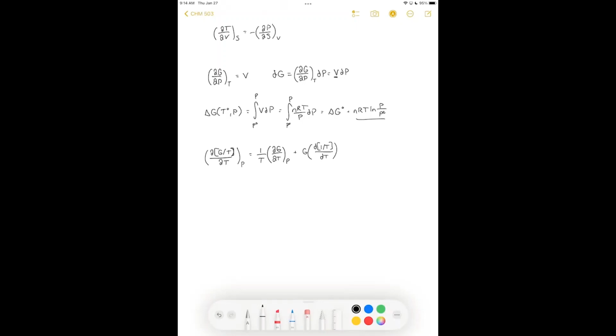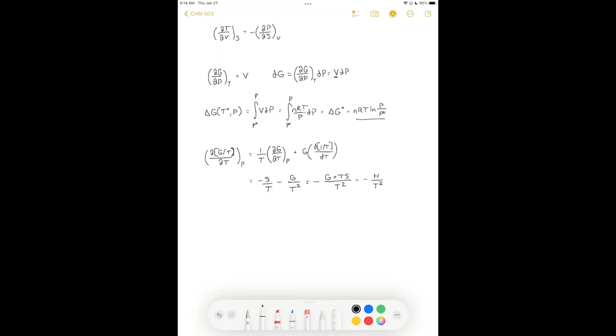Well, we've seen using our relations up here that dG/dT at constant P is simply the negative entropy. So this term becomes negative S over T. The derivative of 1 over T with respect to T is simply minus 1 over T squared. So this gives us S minus G over T squared. What we'll do is multiply both sides of this by T so we can group them. So this will give us negative, and I'll write it in this way, G plus TS over T squared. And G plus TS is simply equal to the enthalpy. So this is negative enthalpy over T squared.